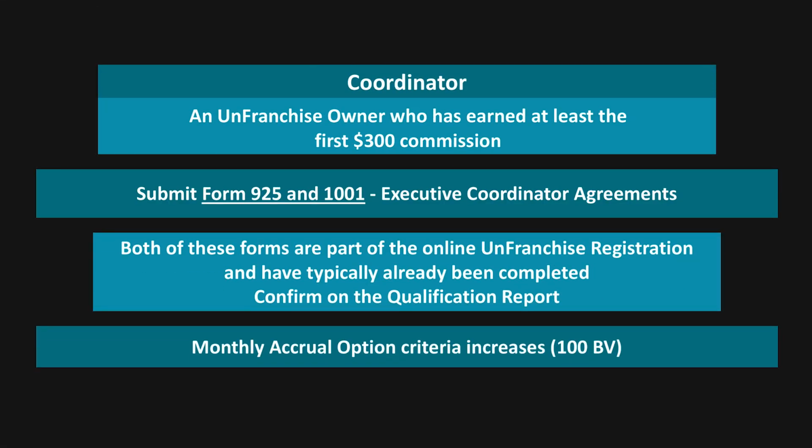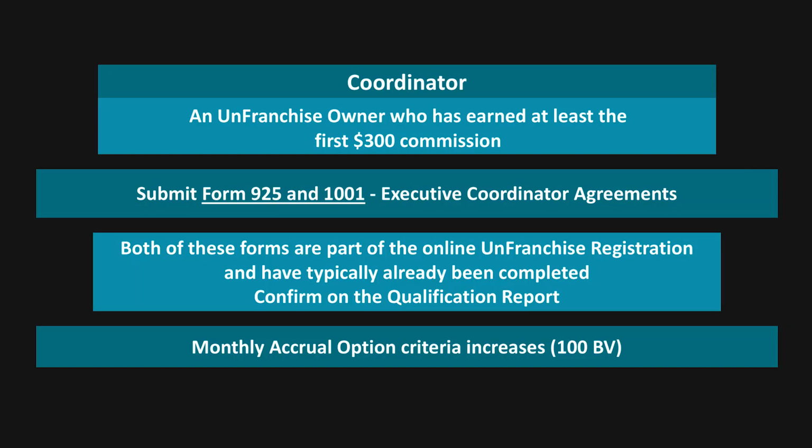Let's take a look at our unfranchised levels and requirements. Remember, when you become a coordinator, that's an unfranchised owner who has earned at least their first $300 commission. You have to submit your Form 925 and 1001. Now, hopefully, both of those forms are part of the unfranchised registration, and they're typically completed there, but you can confirm that on your qualification report.